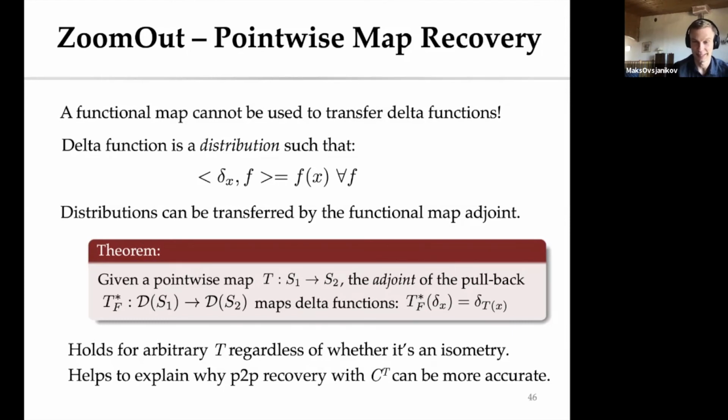And that something else is actually the adjoint operator. The adjoint of the pullback is something that allows you to map delta functions. And it has a nice property that if I have a point-to-point correspondence between a pair of shapes, then the adjoint maps distributions in the same direction as the point-to-point correspondence, and it maps delta functions to delta functions. This is a small result that holds for any t, regardless of whether it's an isometry. And also, I think it helps to explain some of the issues that people have had with converting functional maps to point-to-point maps.